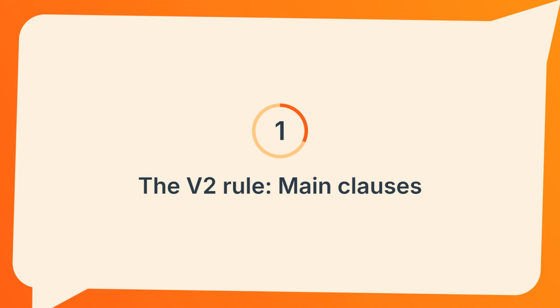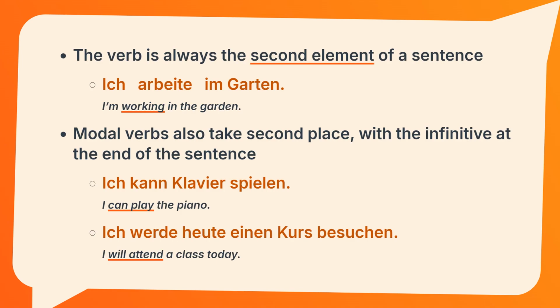Let's start off with the most common word order using the V2 rule. Let's split this first sentence into its component parts. In main clauses, the conjugated verb must be the second element in the sentence. For example, Ich arbeite im Garten. I'm working in the garden.